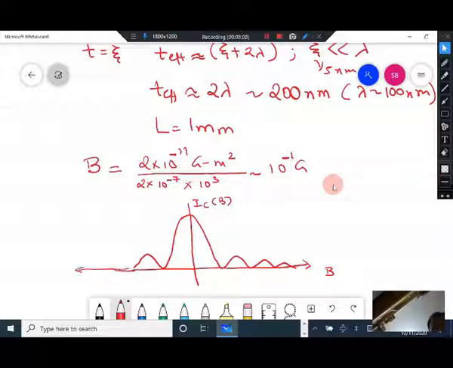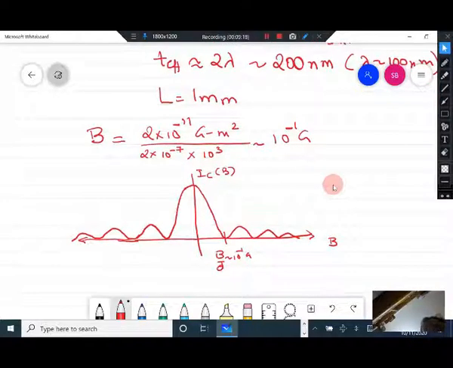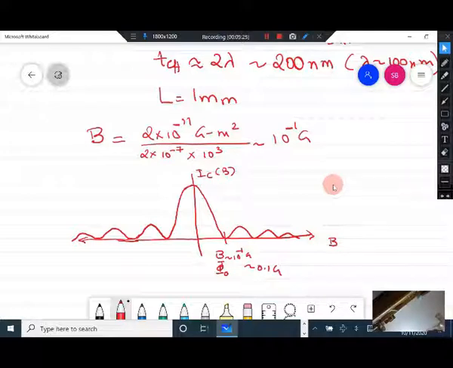junction, this B value at which you have the first minima is of the order of 10 raised to minus 1 Gauss. This is B phi naught. So this is the magnetic field where the flux changes by one flux quantum. B phi naught is about 10 raised to minus 1 Gauss, about 0.1 Gauss, which is not a great deal. So if you want to detect fluxes which are of the order of 0.1 Gauss, you can use a single junction.